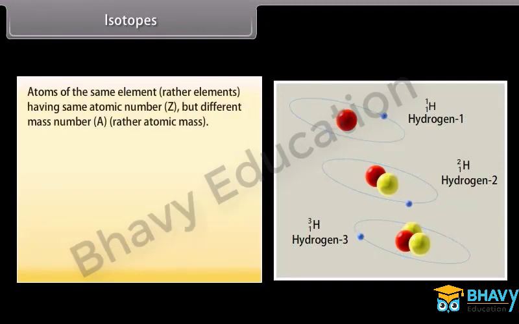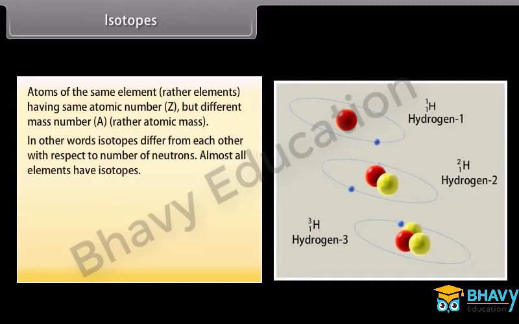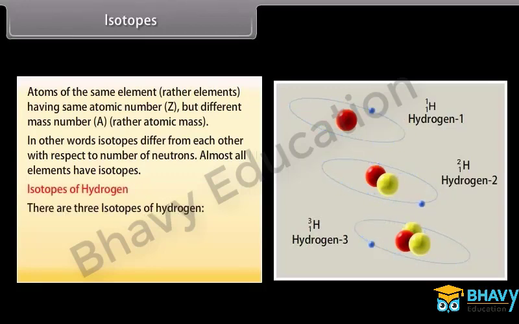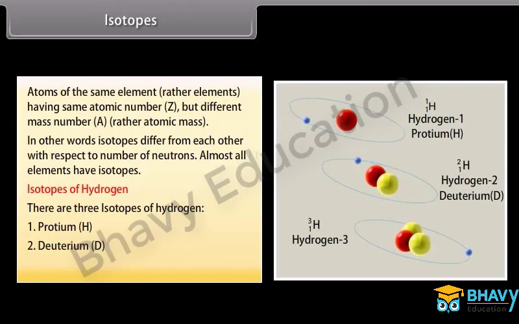Isotopes are atoms of the same element, that is, having the same atomic number Z but different mass number A, or atomic mass. In other words, isotopes differ from each other with respect to the number of neutrons. Almost all elements have isotopes. Isotopes of hydrogen. There are 3 isotopes of hydrogen: 1. Protium. 2. Deuterium. 3. Tritium.